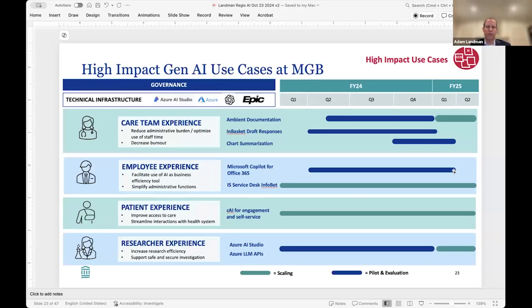And so in my organization, we have divided our AI use cases. We are in early stages of piloting AI, and we have some use cases that are geared to our care teams, some that are designed for our larger employee base, some for our patients, and then some for our researchers. And today I'm going to go into a couple examples showing what we're doing using AI for our care teams, our doctors, our nurses, and others that are directly caring for patients.